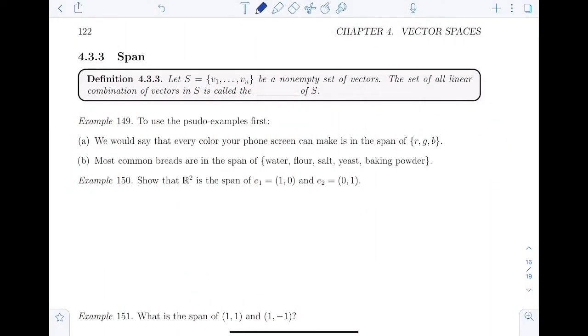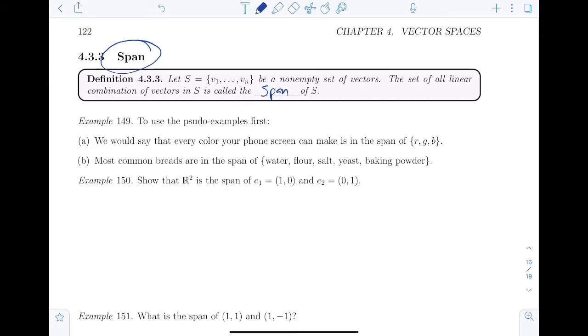The last topic in section 4.3 is a span. Now, what exactly is span? Well, here we go. Let S be a set of vectors, and then the set of all linear combinations of those vectors is called the span.